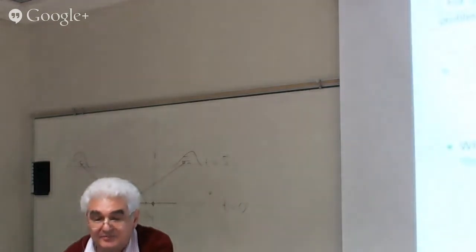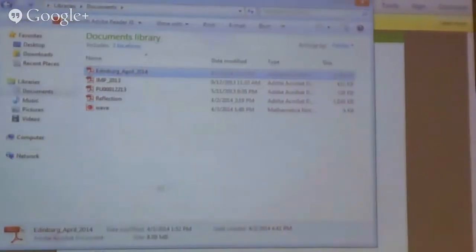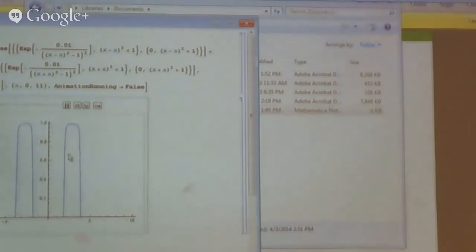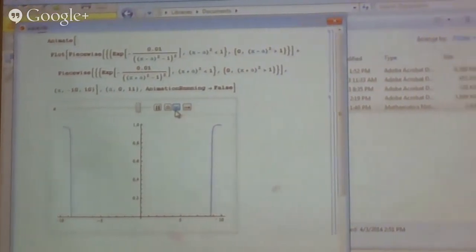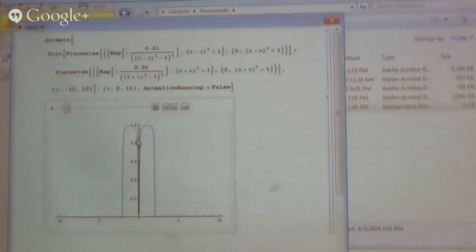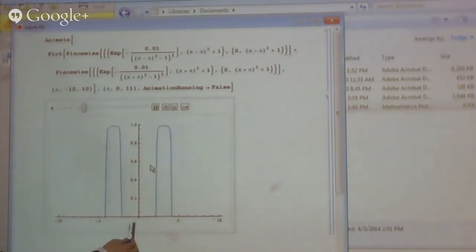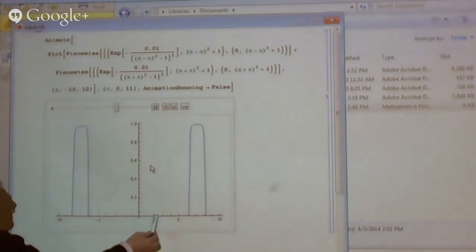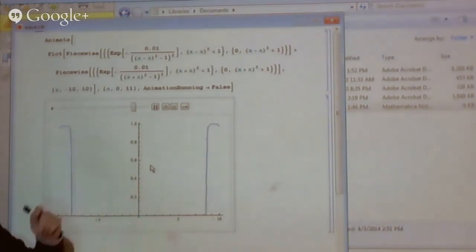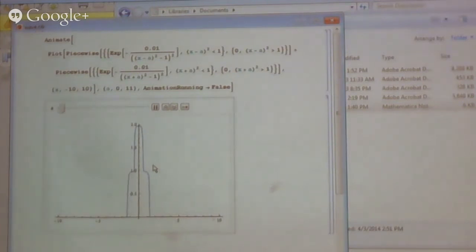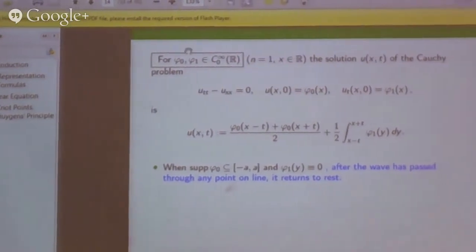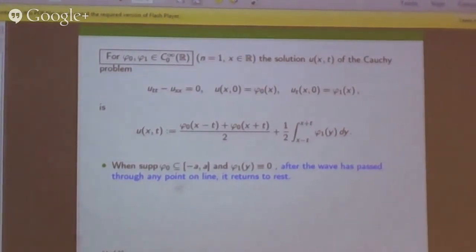Let me show you how it looks. Initially we have non-zero, and then it propagates. At this point it was zero, and then it became different from zero, and then it vanishes. And so there is no sound, no wave, if you wait for a long time. And this is about the wave equation in the one-dimensional case, which in fact does not satisfy Huygens' principle.